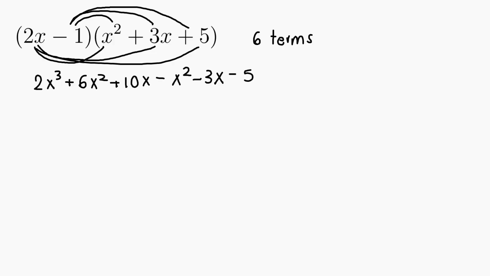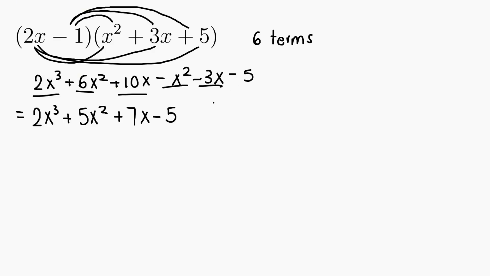Now, let's simplify. So, we have x cubed, only one of those, so we can write this down. And that's taken care of. We have 6x squared here, and we have minus 1x squared here. That can be simplified to 5x squared. Here we have 10x minus 3x. That's going to be 7x. And lastly, we have negative 5. So our final answer is 2x cubed plus 5x squared plus 7x minus 5.